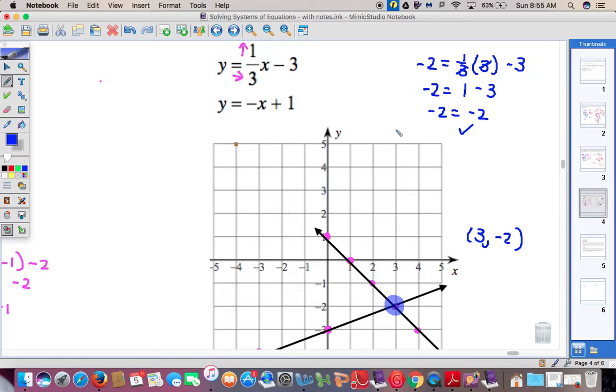Okay, in my second equation, negative 2 is equal to negative 3 plus 1. So negative 2 is equal to, negative 3 plus 1 is negative 2, so that also works. So I know that my solution is a good solution.